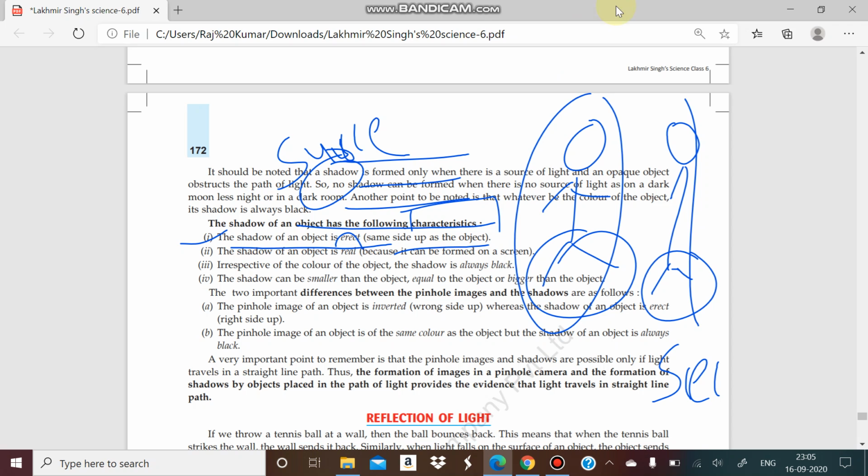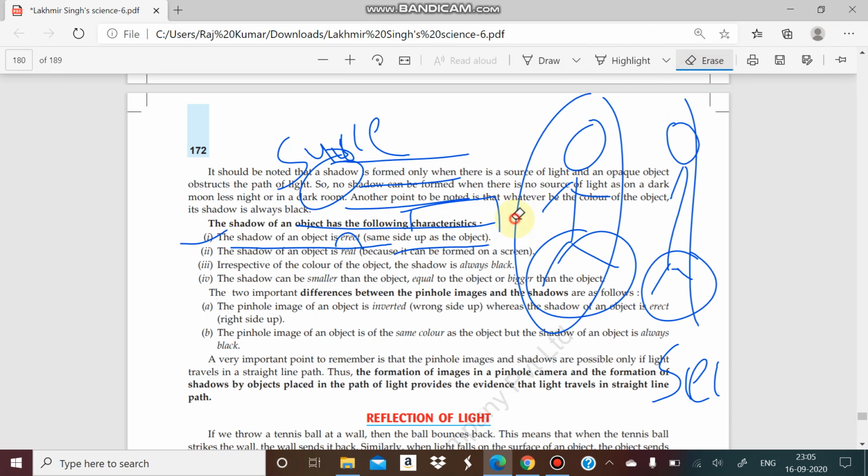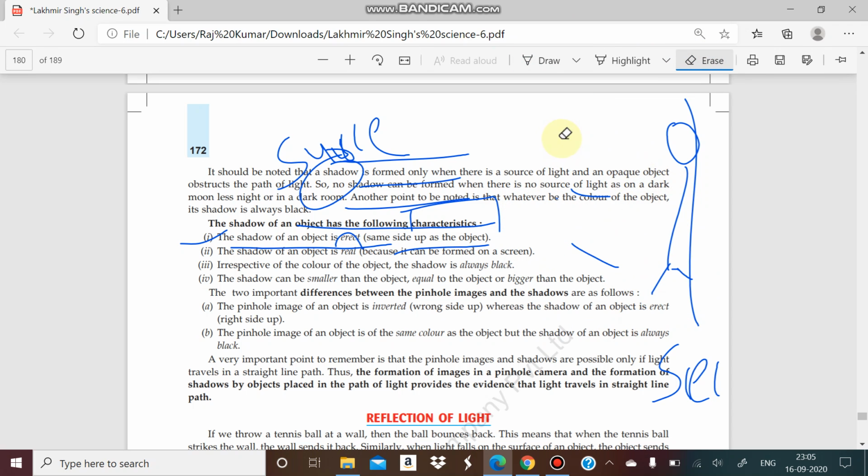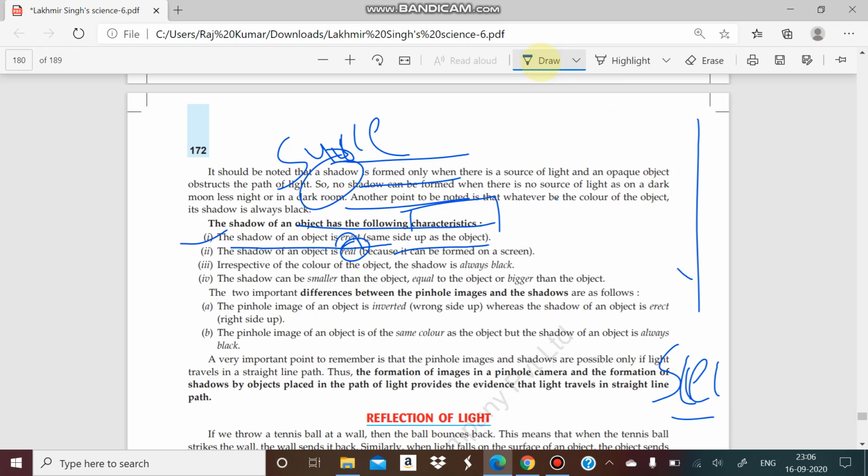Second, you will see here the shadow of an object is real. What is the meaning of real? You have to remember that if the shadow or image of any object is formed on the screen, it is known as real. Like the pinhole example we took, in the pinhole camera the images are also formed on the screen, so that was also a real image, and the shadow is also a real image.